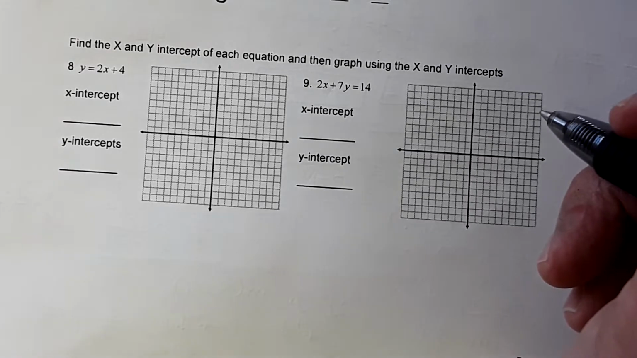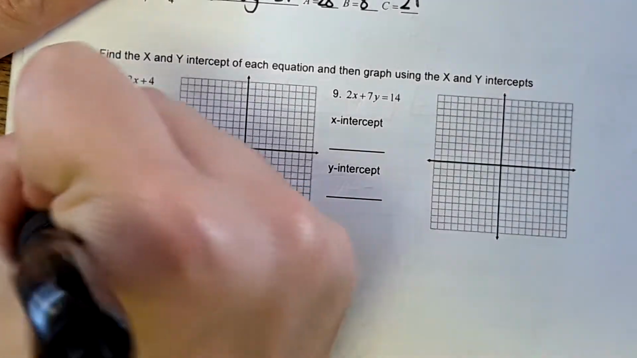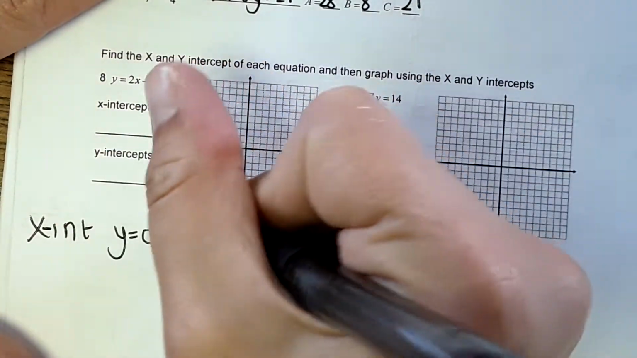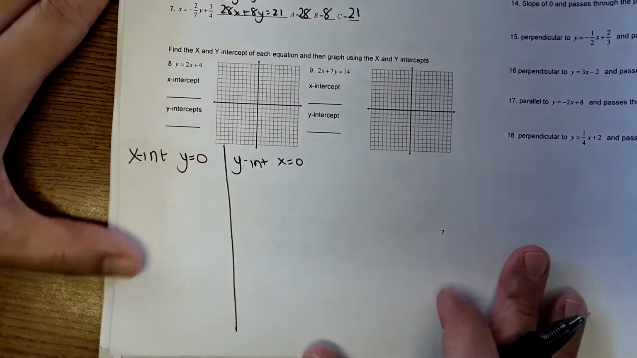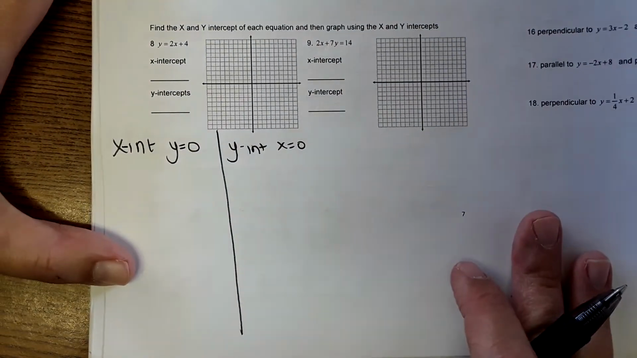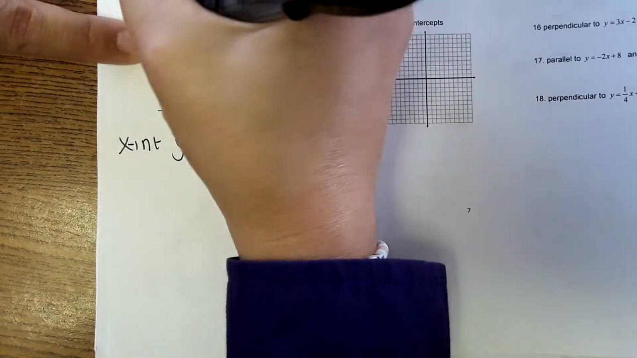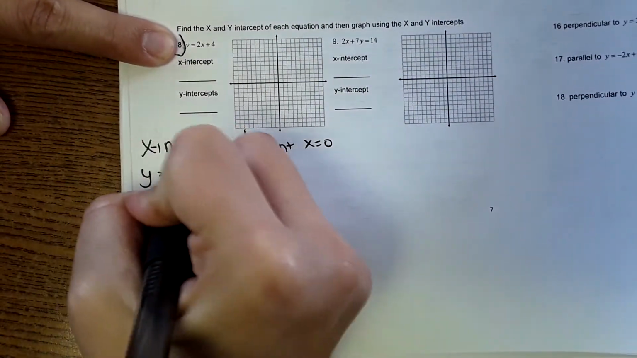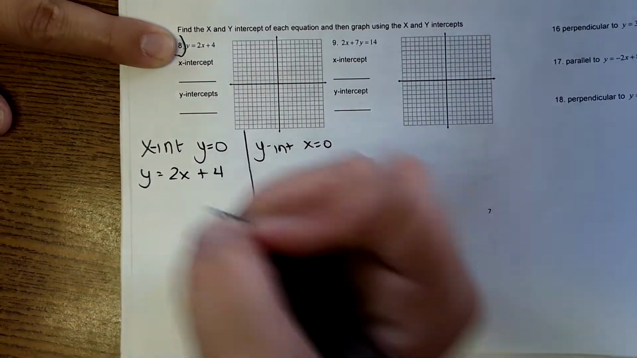Find the x and y intercept of each equation and then graph using the x and y intercepts. Okay, so when we find the x intercept, abbreviating here, we put y equal to 0. And then when we find the y intercept, we put x equal to 0. So I made this little chart here. So we're going to use this equation. They give us y equals 2x plus 4. When y equals 0, I'll plug in 0 for y and then solve for x.